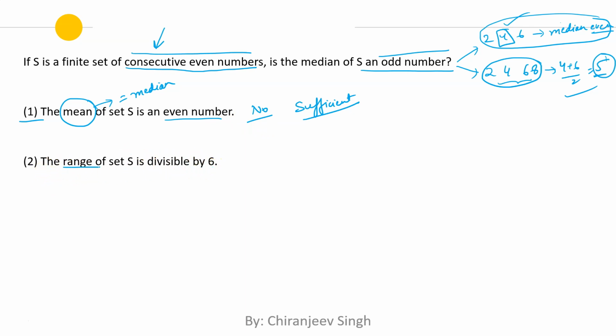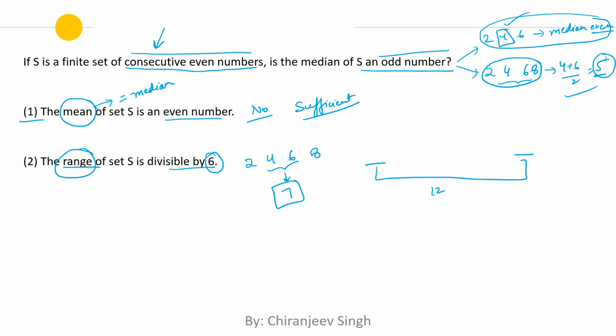Then I went to the second statement: the range of set S is divisible by 6. The range is the largest minus the smallest number. Okay, let's take it to be 6. Let's say the set is 2, 4, 6, 8. So now we have an even number of numbers here and the median is 5. But if it is 12, it means the difference between the smallest and the largest number is 12, right?